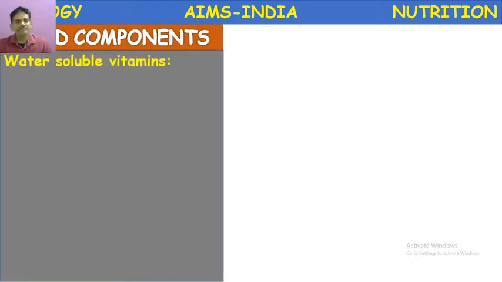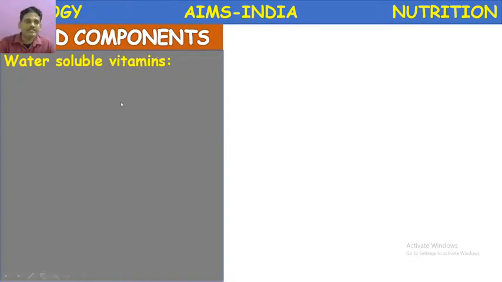So, vitamins are chemical nutrients which are essential nutrients. Why are vitamins called essential nutrients, children? Because not all vitamins are synthesized in our body. That's why they are obtained only through the food which we eat. Hence, they are called essential nutrients.